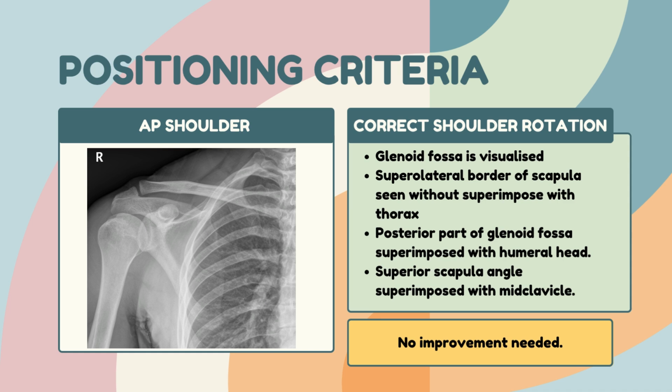The correct criteria to evaluate correct shoulder rotation: the glenoid fossa is well visualized, the superolateral border of the scapula is seen without superimposition with the thorax, the posterior part of the glenoid fossa is superimposed with the humeral head and the superior scapular angle is superimposed with the midclavicle. No improvement is needed for this positioning.